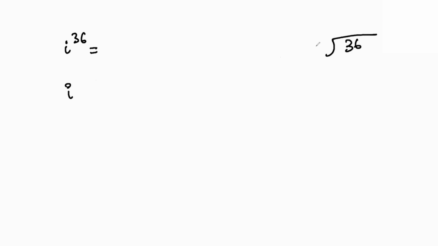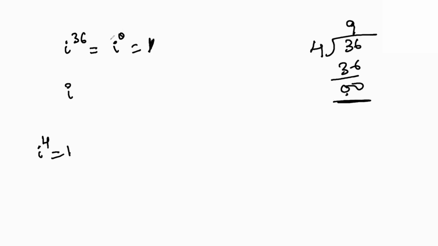See, you should divide by 4. i to the power of 4 is equal to 1. You divide 36 by 4, what do you get? So 9. The remainder is 0. So this is i to the power of 0. You can directly write this: anything to the power of 0 is 1.